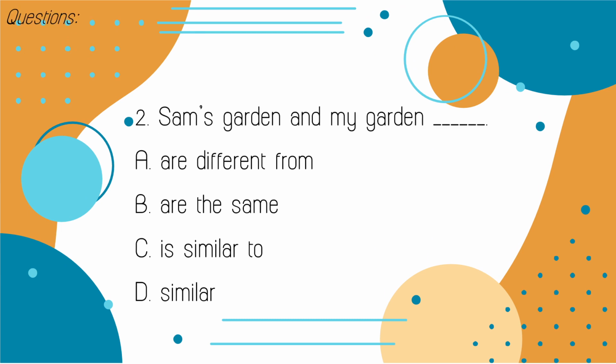Sam's garden and my garden. A are different from. B are the same. C is similar to. D similar. The answer is B. Sam's garden and my garden are the same.